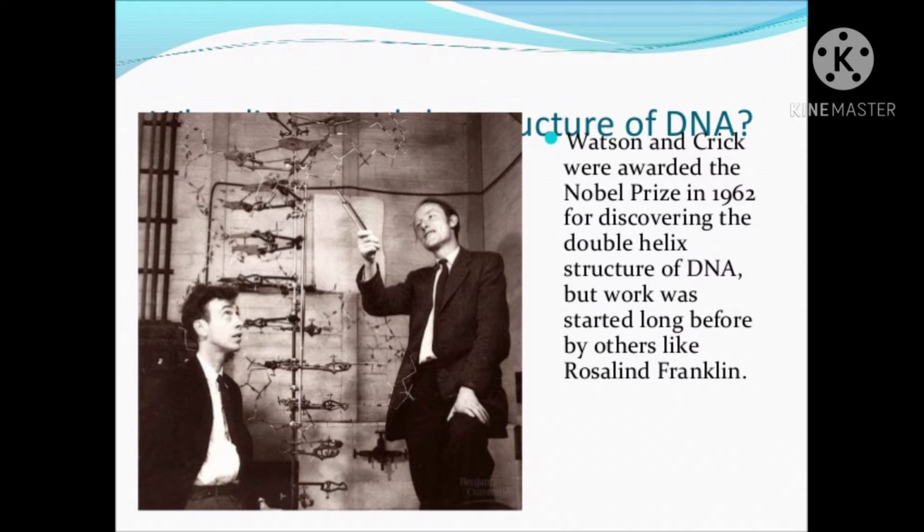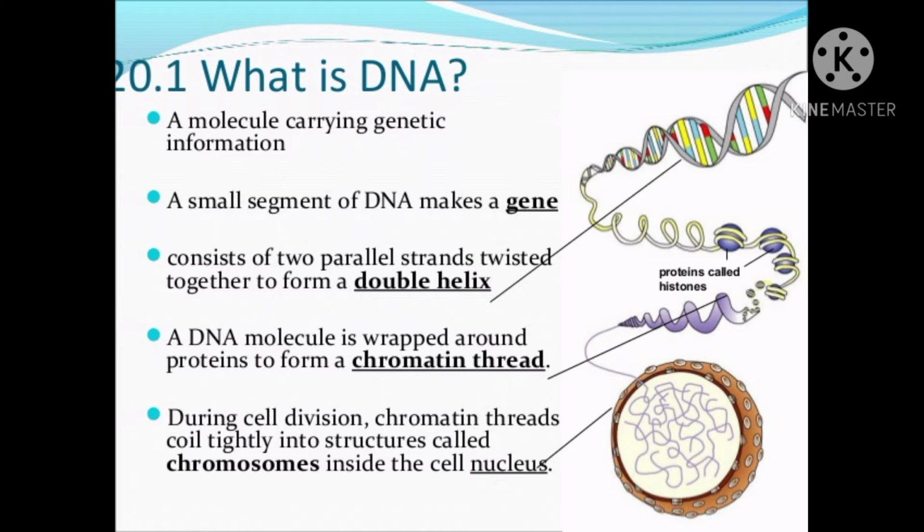This was first discovered by Watson and Crick, who were awarded the Nobel Prize in 1962 for discovering the double helix structure of DNA. But work was started long before by others like Franklin. Okay, what is DNA? A molecule carrying genetic information.